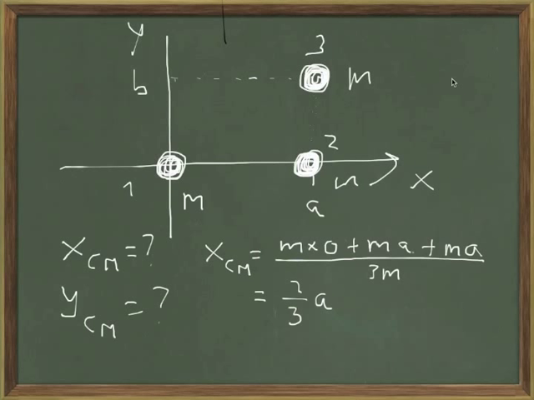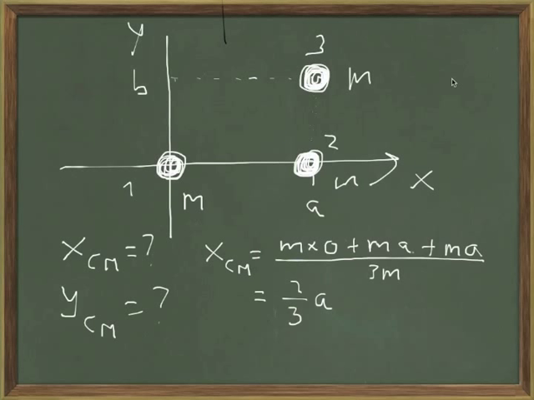So the location in the x-axis of the center of mass will be somewhere here, at 2/3 of this distance. Obviously, it's closer to the two masses, right? To the part of the system that has more mass. In the x direction, you would expect that according to this weighted average, right?